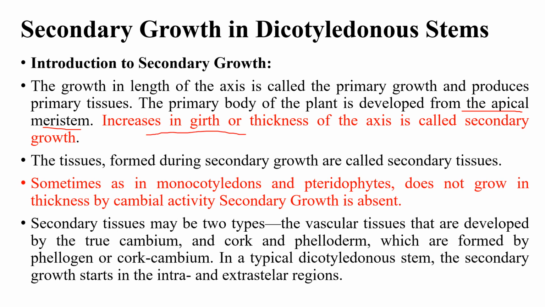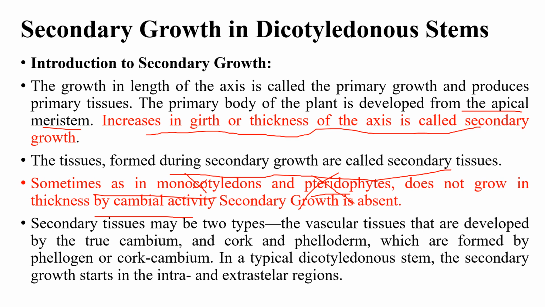Increase in girth or thickness of the axis is called secondary growth. The tissues formed during secondary growth are called secondary tissues. In monocots and pteridophytes, the plant does not grow in thickness by cambial activity, so secondary growth is absent in monocots and pteridophytes. However, gymnosperms show secondary growth, and angiosperms obviously show secondary growth.